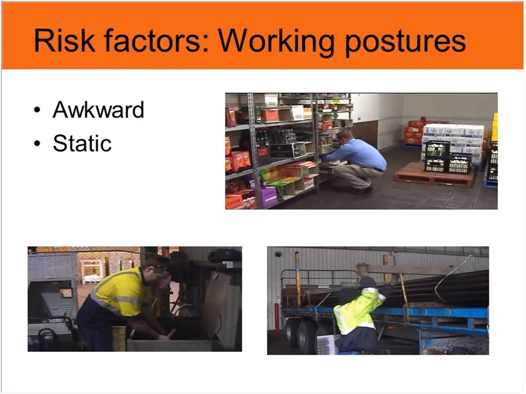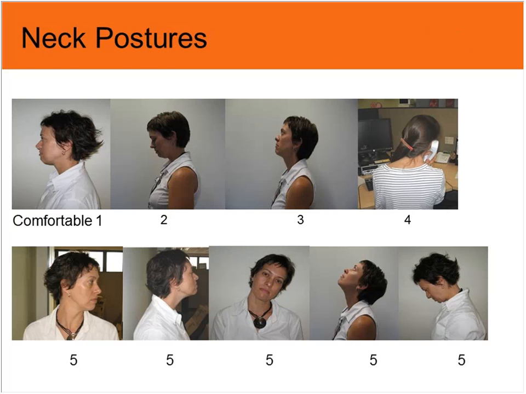Let's have a look now at some different body parts and postures, just to explore the idea of awkward postures a little bit further, because we often find this is the risk factor that takes people a little bit of thinking about to really get their head around how to rate it. So let's have a look at neck postures. You can see a series of pictures and some numbers under them. It's just giving you an idea of how we would recommend you rate that particular posture under awkward posture on the risk factor worksheet.